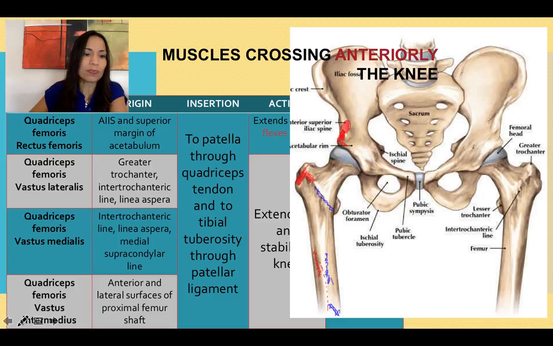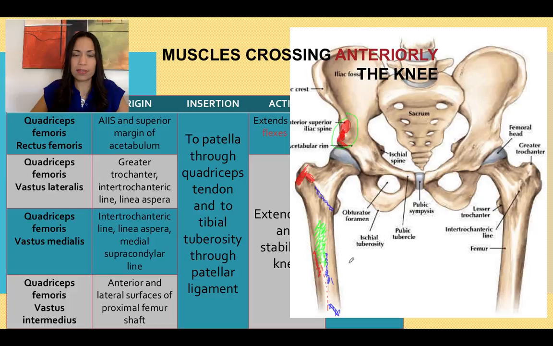The last one is the intermedius. I'm going to put it in green, and it just attaches right here in the anterior and proximal aspect of the femur shaft. That's it. There you have the different origins. And let's put this is another one. So one, two, three, four heads, okay?